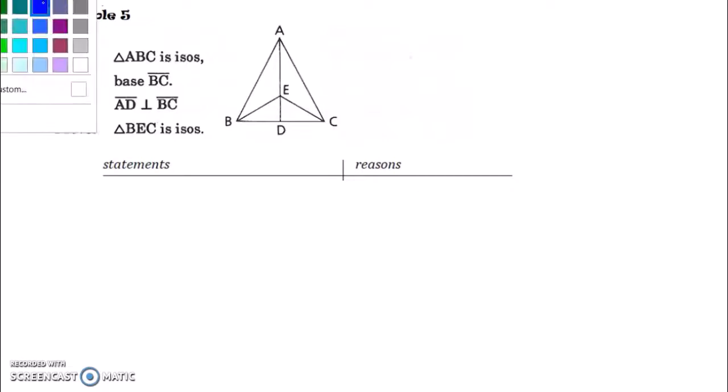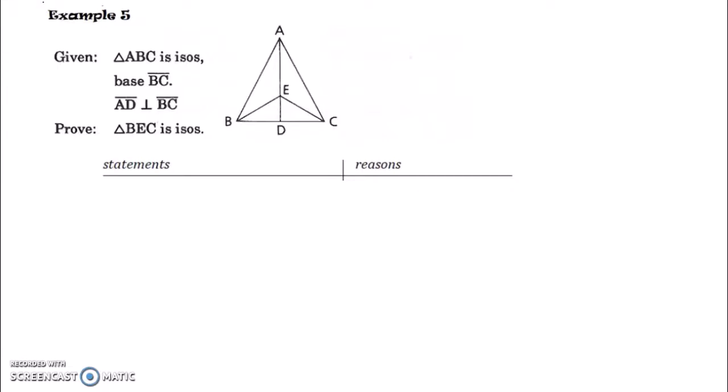So let's try writing a proof rather than doing a fill-in. We're given triangle ABC is isosceles with base BC, and AD is perpendicular to BC. I need to prove triangle BEC is isosceles, which means I either need to prove BE is congruent to EC or this angle is congruent to that angle. Because remember in 3.6, we learned that an isosceles triangle has at least two congruent sides or two congruent angles.